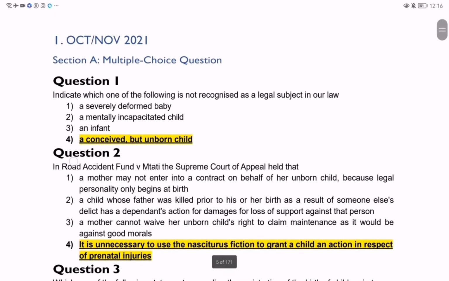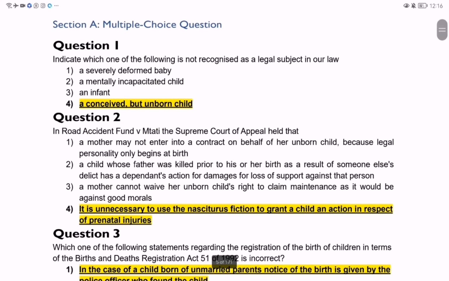Section A. Indicate which one of the following is not recognized as a legal subject. A severely deformed baby, no, that's still a person. A mentally incapacitated child, still a person. An infant, still a legal subject. A conceived but unborn child, that's what's not a legal subject.